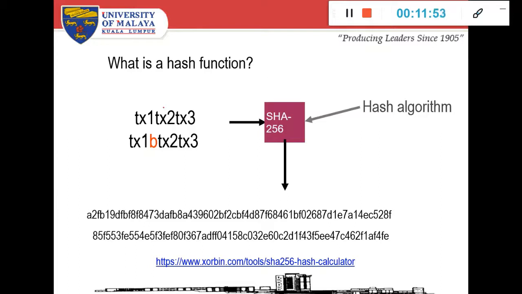But it's easier if you have the input: you apply the hash function, and you get this output. So tx1, tx2, tx3 will produce this output. But if you change one bit or add just one bit more, you will totally have a different output. You can play around with this SHA-256 hash calculator, secure hash algorithm.